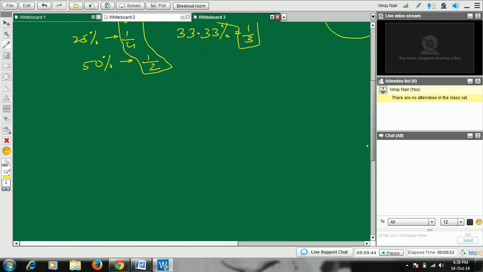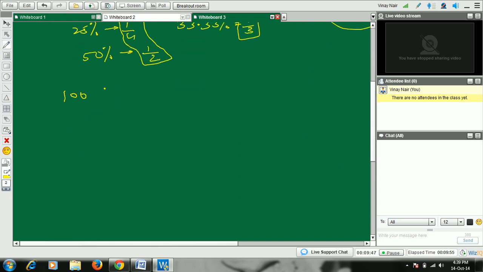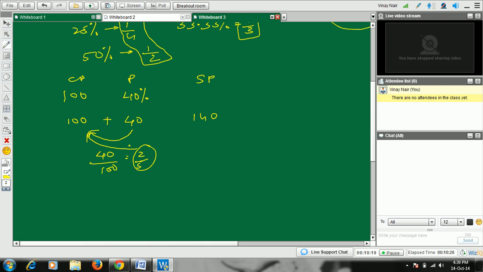Say our cost price is 100 and our profit is 40% and our selling price. So profit is 40% on the cost, so naturally it is 40, and our cost price is 100, so selling price is 140. So profit percentage, when we say profit percentage, this would be 40 upon 100, which is 40%. So if we consider the fraction of 40 upon 100, it will be 2 by 5. So we can say profit is 2/5 of the cost price. So when profit is 2/5 of the cost price, it is 40%.